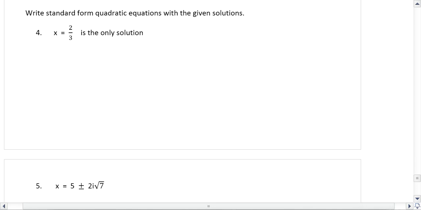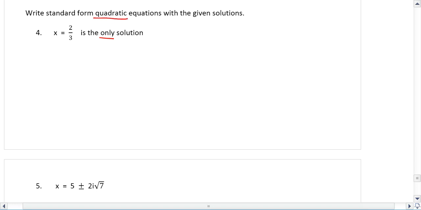All right, now we need to do some backwards problems where you're given the answers and you have to go backwards and find the quadratic that they came from or that goes with them. So this is going to take a little practice. Here, 2/3 is given to us as the only solution. And so we need to have some knowledge here.